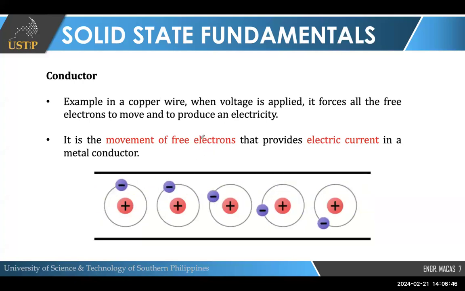In our copper, for example, when voltage is applied, it forces all the free electrons to move and produce electricity. Okay? It's not enough that they become free electrons from valence electrons, but they also move from one atom to another. So it is this movement of free electrons that provides the electric current in a metal conductor. Okay? Those electrons shown in purple jump from one atom to another and then produce your electricity.